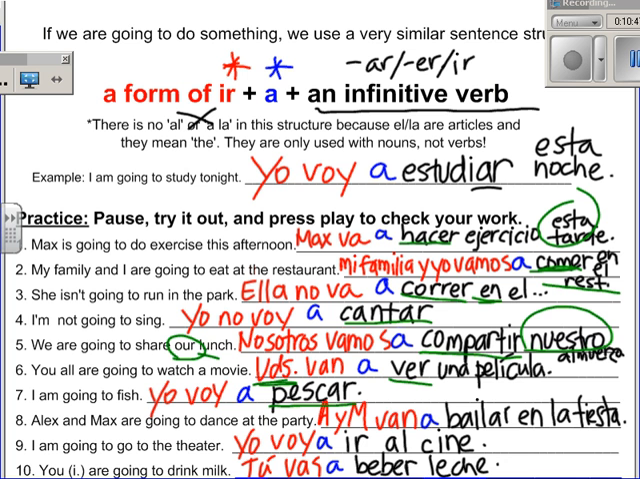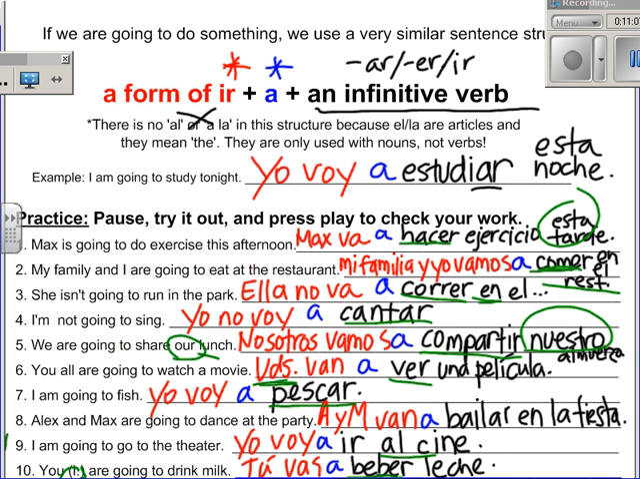Alex and Max are going to dance at the party. Alex y Max van a bailar en la fiesta. And lastly, you with an I, meaning informal, are going to drink milk. Tú vas a beber leche. Beber being the verb that I would be using here.